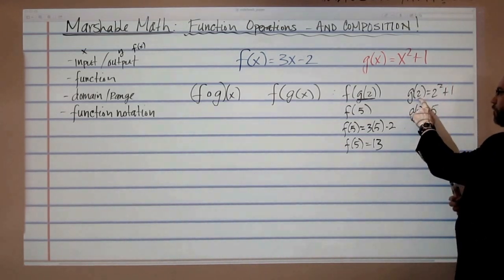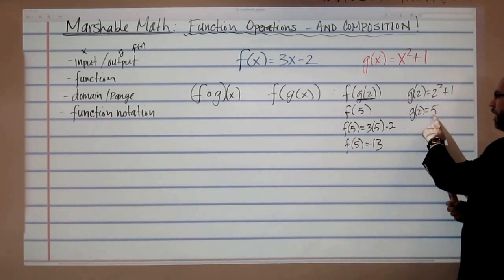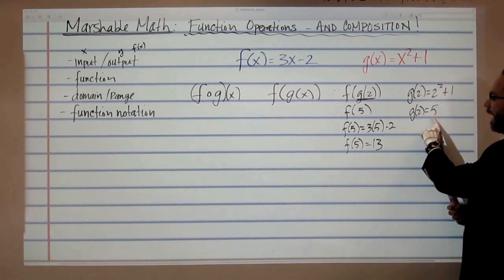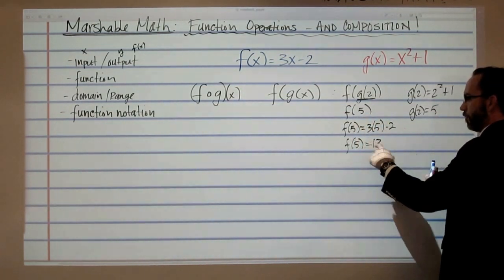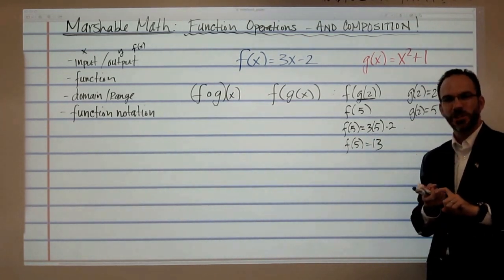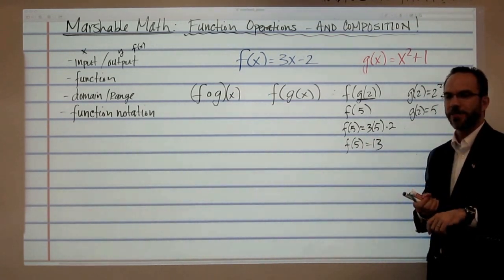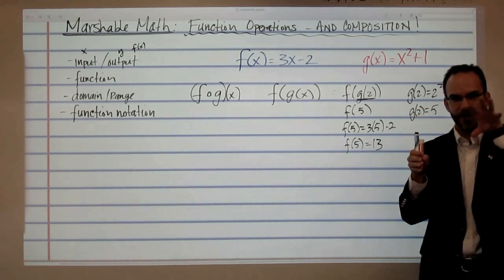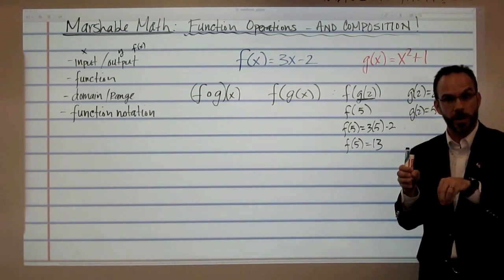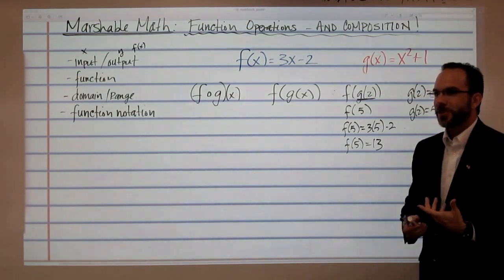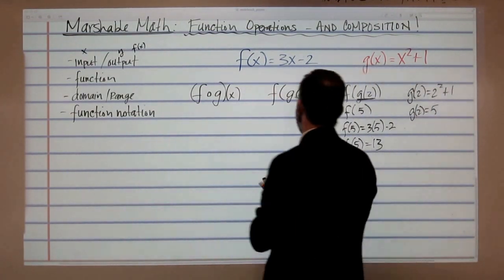I used an input of 2 in this function, and I got an output of 5. And then I took that as an output and used it as an input for the outer function and ran it through. So I'm kind of daisy chaining these functions together. I'm taking the first input, giving me an output. Then I'm taking that output and using it as the input for the next one in line. Okay? We can actually do that without numbers. Watch me on this one.